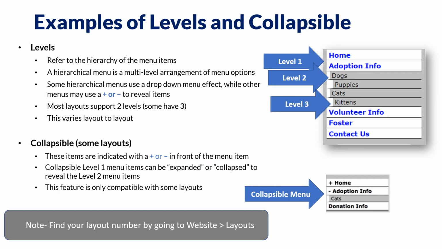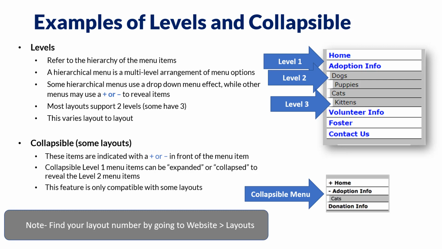Before we show you how to do this with an example in RescueGroups.org, let's make sure to take a moment to explain levels and collapsible. Levels refer to the hierarchy of a menu item. A hierarchical menu item is a multi-level arrangement of menu options. For example, a level 1 menu item would appear before a level 2 menu item. On some layouts, a level 2 menu item may appear indented below a level 1 menu item, while on other layouts, a level 2 menu item may be revealed as a drop-down selection below a level 1 menu item, or others may use a plus or minus.